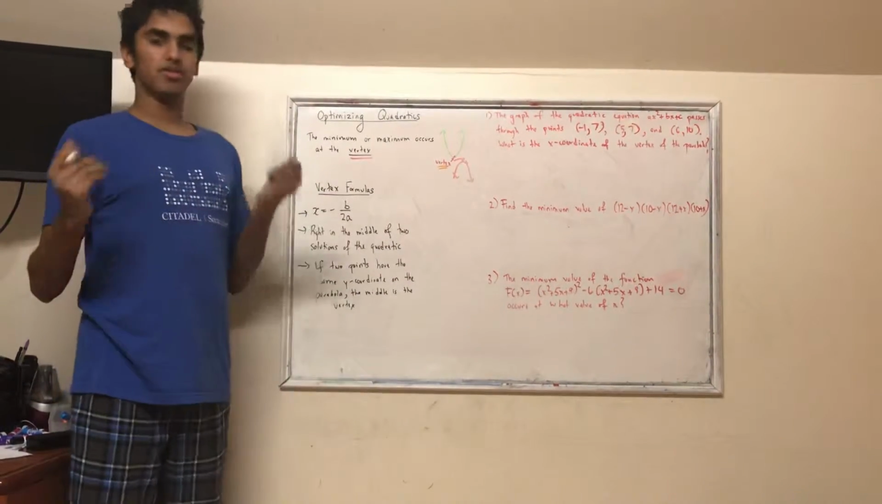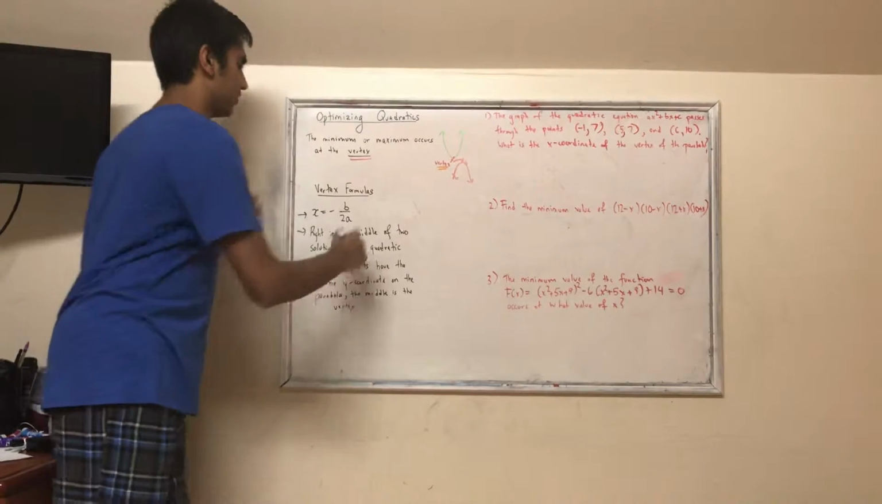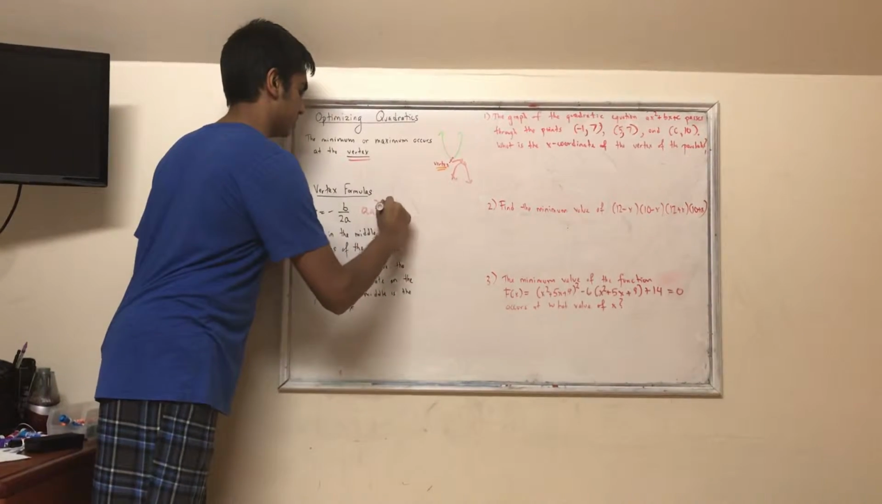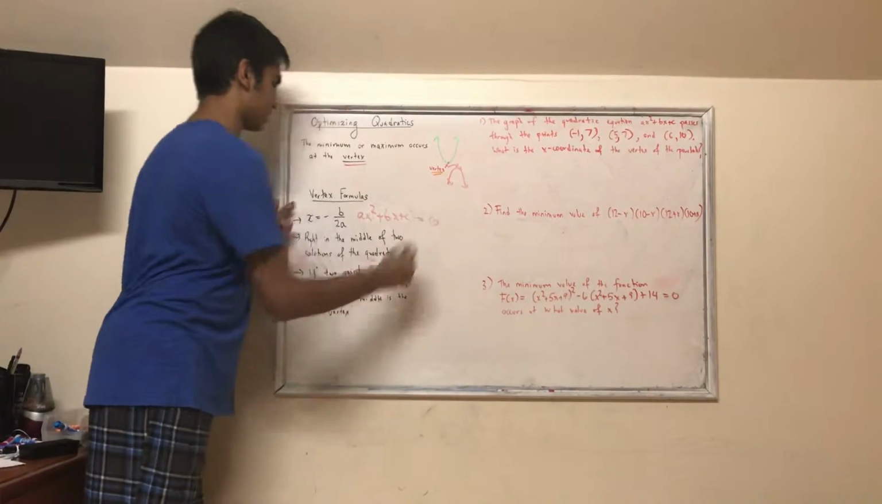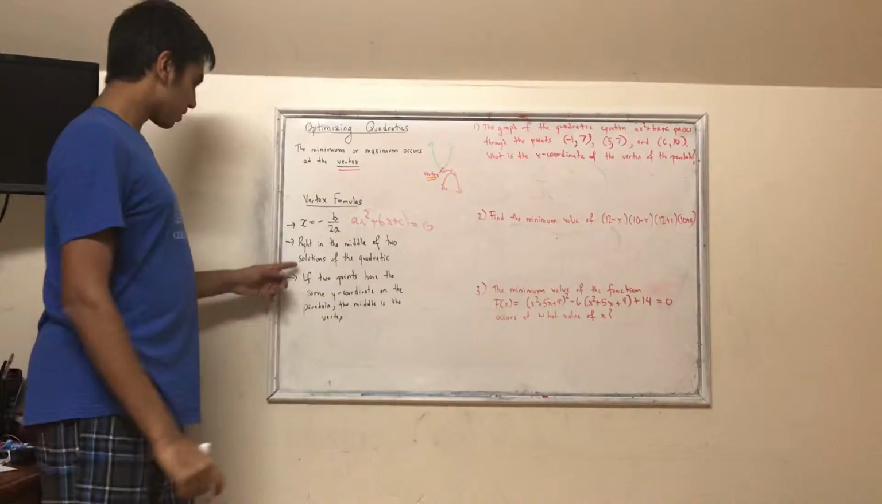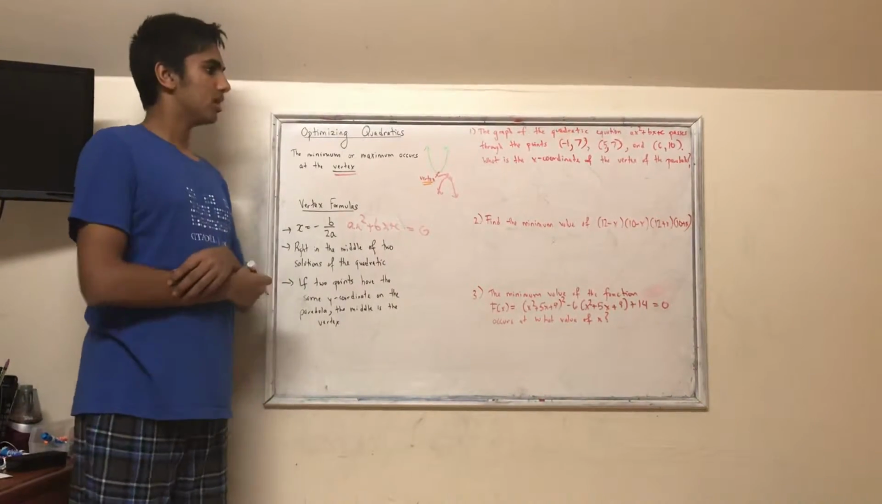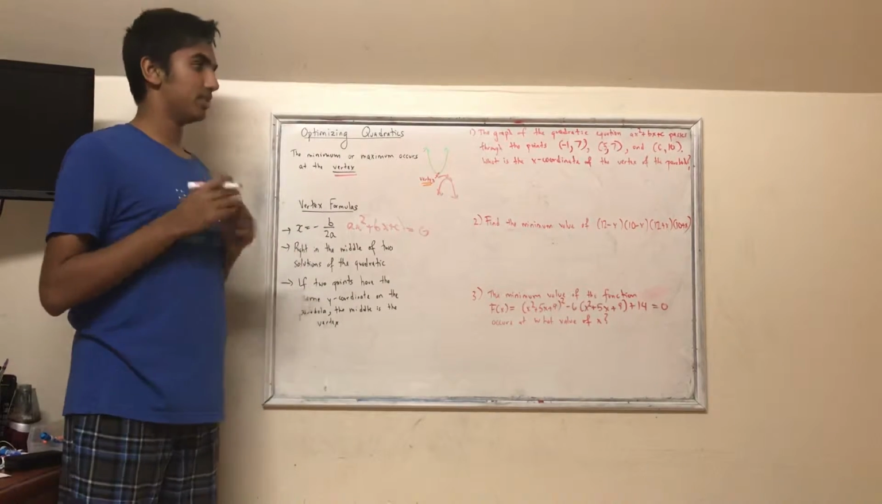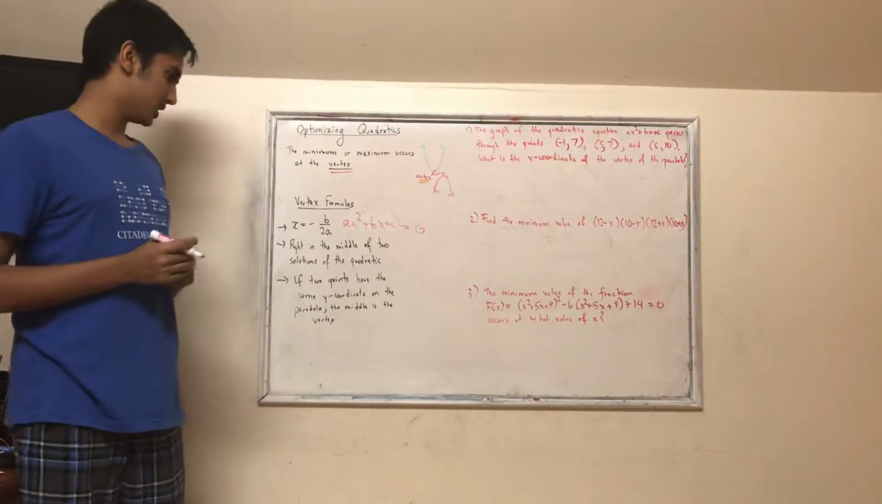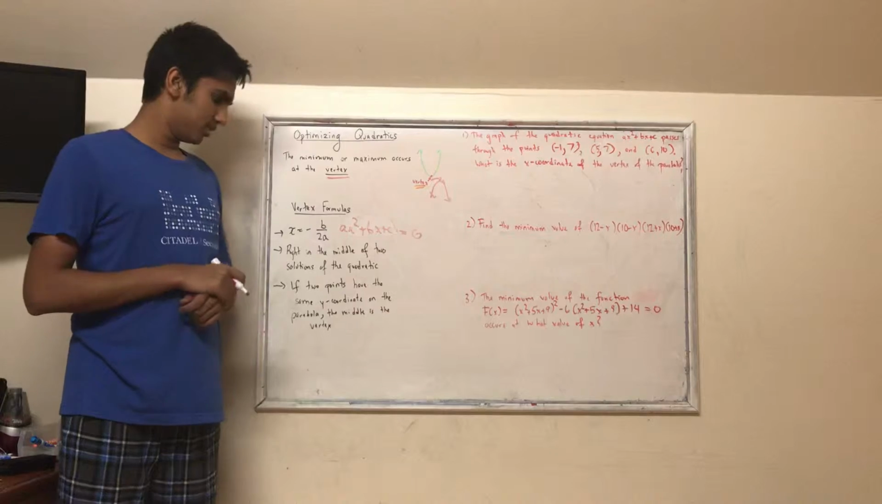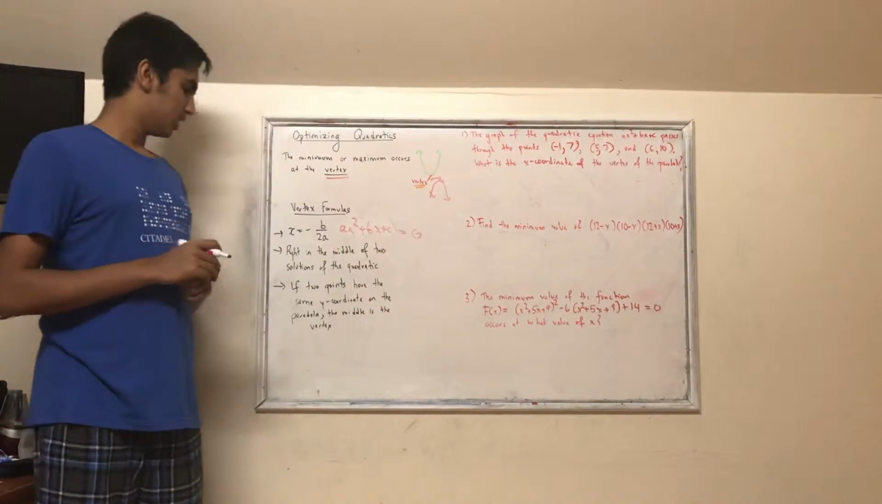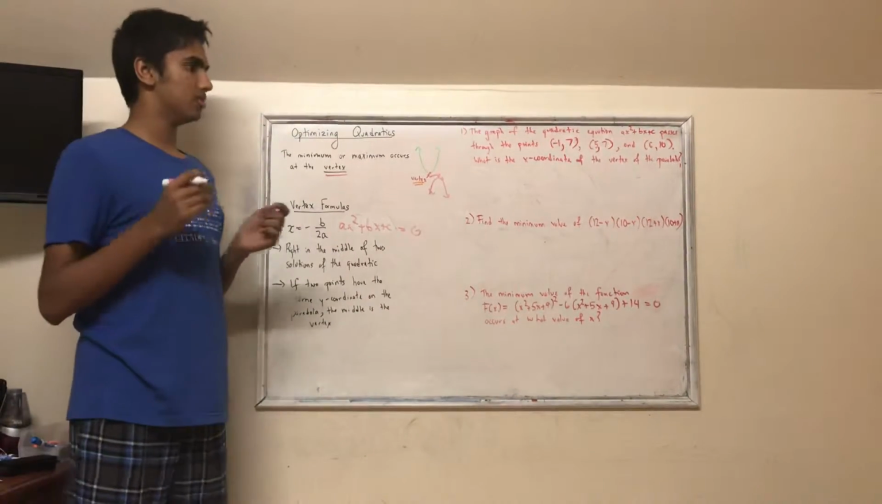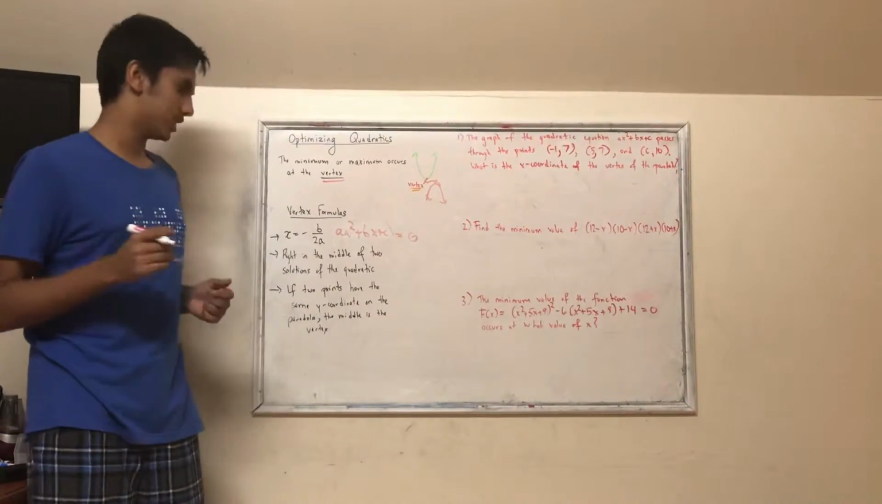So we need to know a few formulas to find the vertex. If the equation is in the form ax squared plus bx plus c, then we know the vertex occurs at negative b over 2a. We also know that the vertex occurs right in the middle of the two solutions of a quadratic equation. Finally, if 2 points have the same y-coordinate, then the middle of the two x-coordinates is going to be the x-coordinate of the vertex.